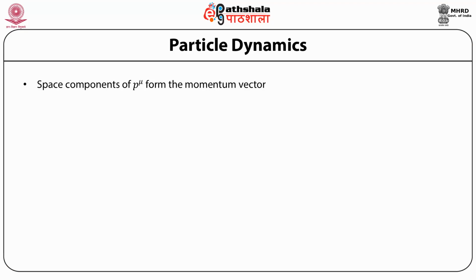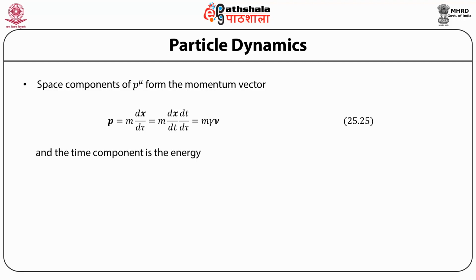The space components of the contravariant component p^μ form the momentum vector p = m dx/dτ = m dx/dt dt/dτ = m v γ. And the time component is the energy, p⁰ = E = m dt/dτ = m γ.